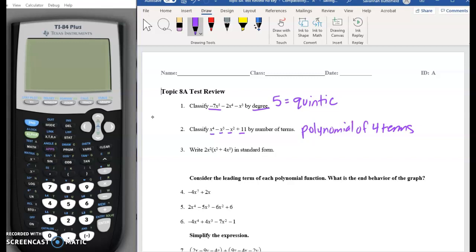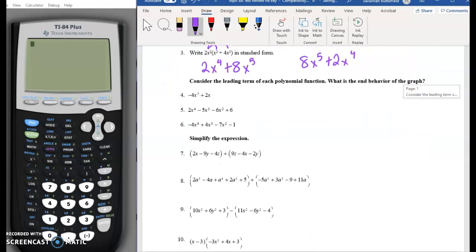And then number 3 says to write 2x squared times x squared plus 4x cubed in standard form. To write it in standard form, I am first going to distribute this 2x squared. So 2x squared times x squared gets me 2x to the 4th. And then 2x squared times 4x cubed gets me 8x to the 5th. Now this is not standard form because we want to have our leading term written first, and our leading term is always the largest exponent. So in standard form, this would be 8x to the 5th plus 2x to the 4th.